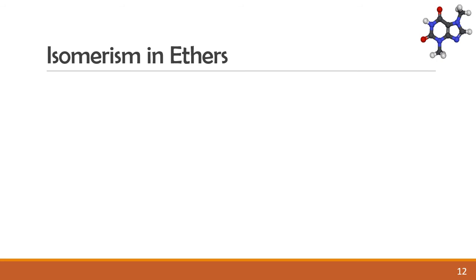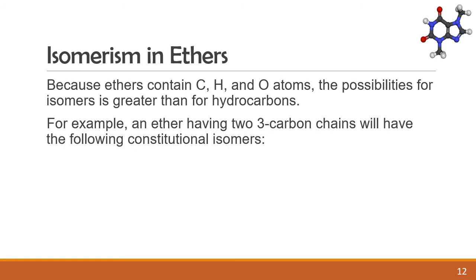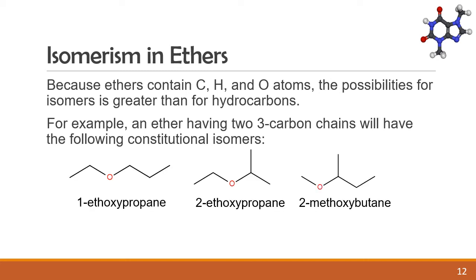Isomerism, or the state of compounds having the same molecular formula but different structures, can occur in ethers. Because ethers contain carbon, hydrogen, and oxygen atoms, the possibilities for isomers is greater than for hydrocarbons. For example, an ether having 3 carbon chains will have the following constitutional isomers: 1-ethoxypropane, 2-ethoxypropane, or 2-methoxybutane.